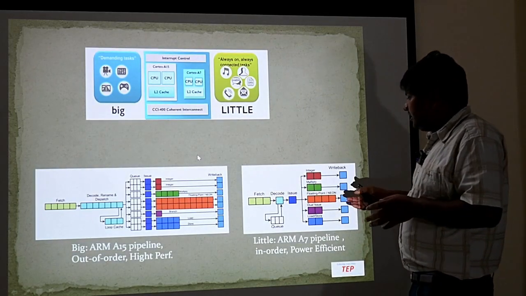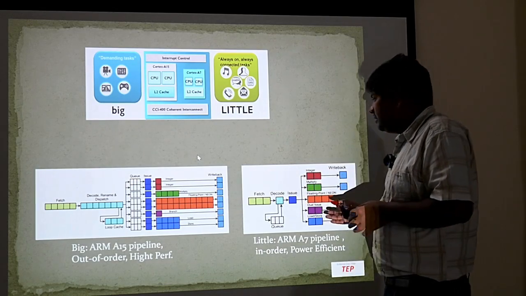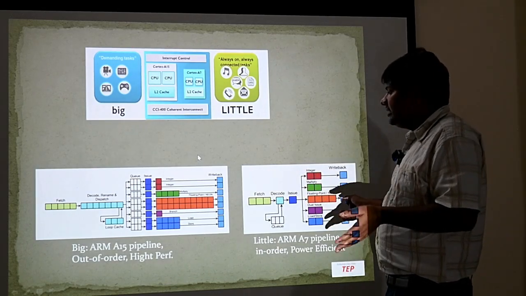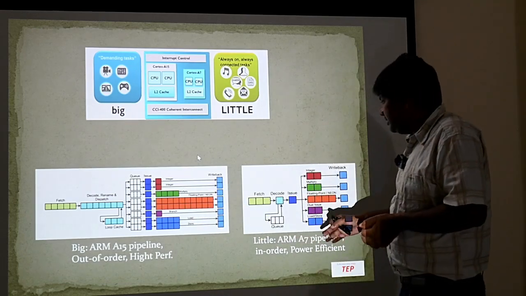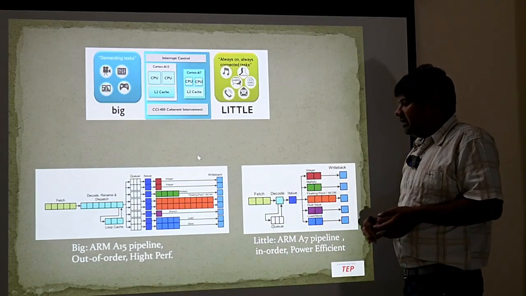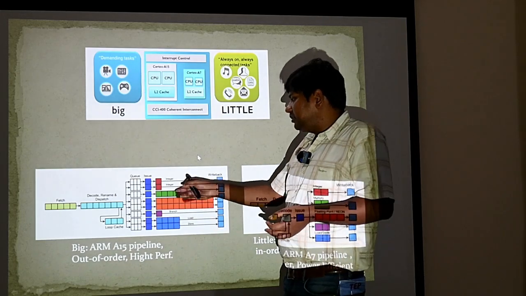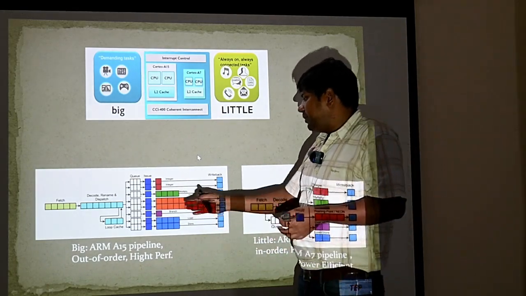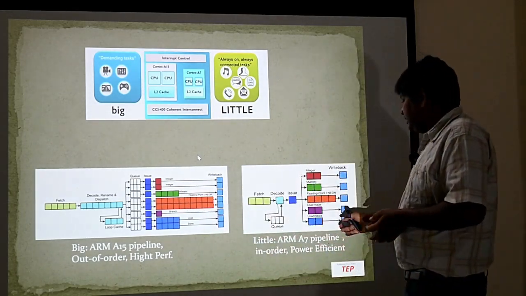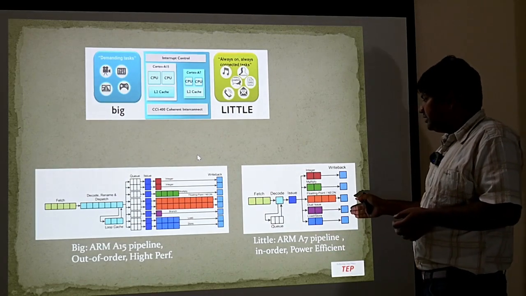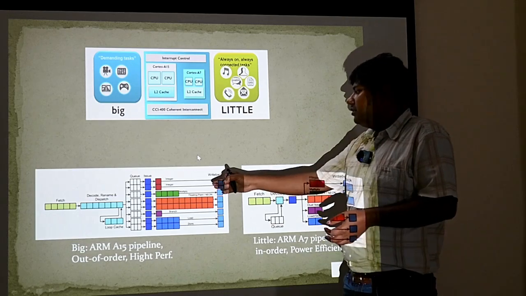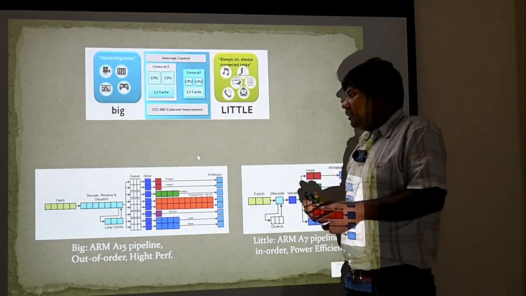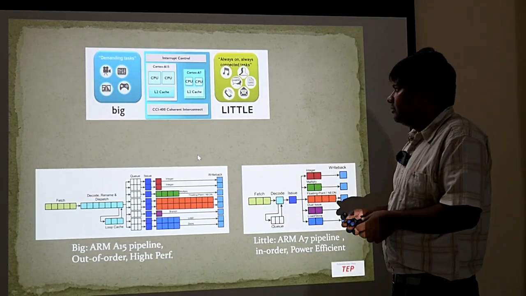So while I was telling the big versus little, there is a change in the architecture itself, right? This is ARM A15 and ARM A7 used as big and little. One is out of order, a high performance, high throughput pipeline, and the other is in order, with fewer stages in the pipeline. The one with more stages suits operations which require higher throughput.